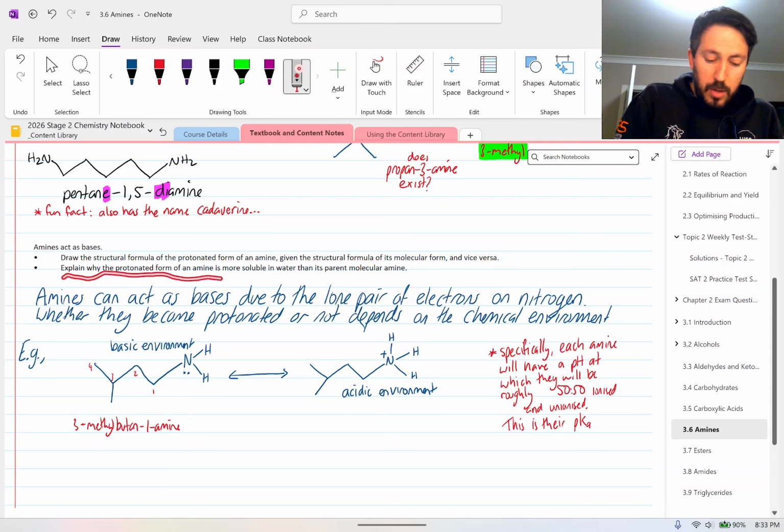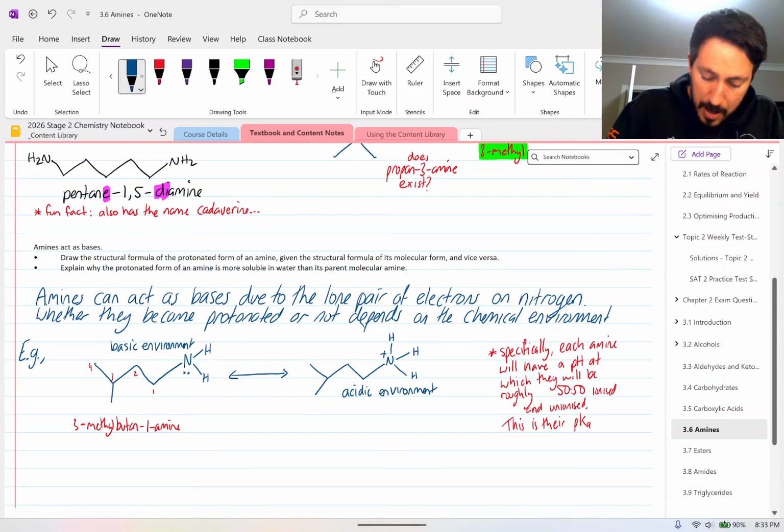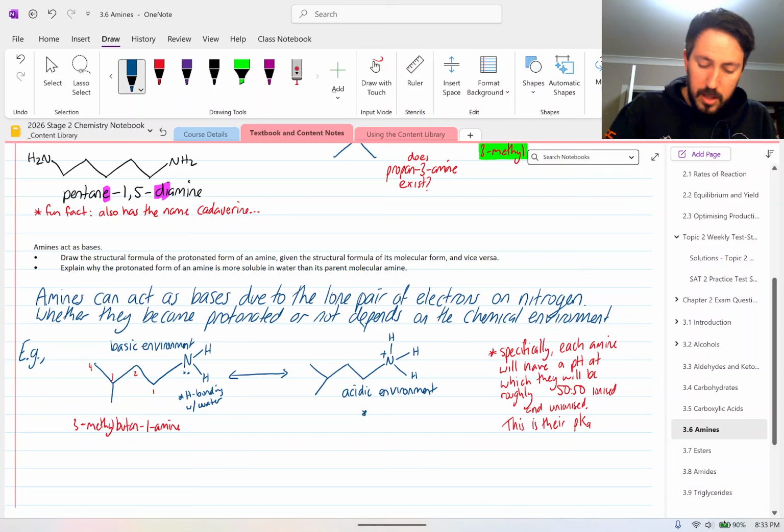Now here we have this last point, which was explain why the protonated form of an amine is more soluble in water. And the reason is that this first one, we have obviously dispersion forces because they're always there. You get dipole, but you also get hydrogen bonding with water, which is a good interaction. It's a stabilizing interaction. Now we have this one here that will have the same ones as before, but it'll also have ion-dipole bonding as well.